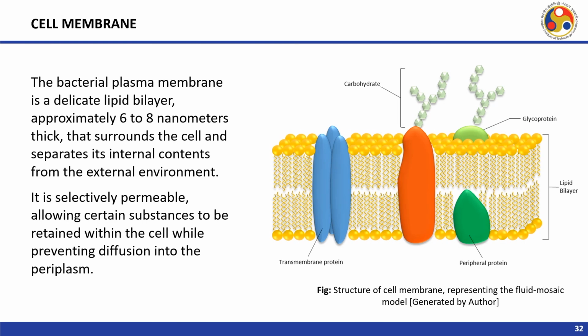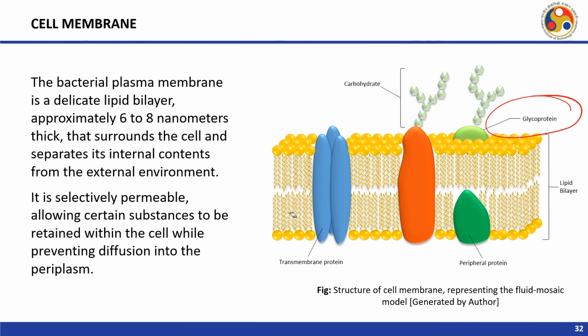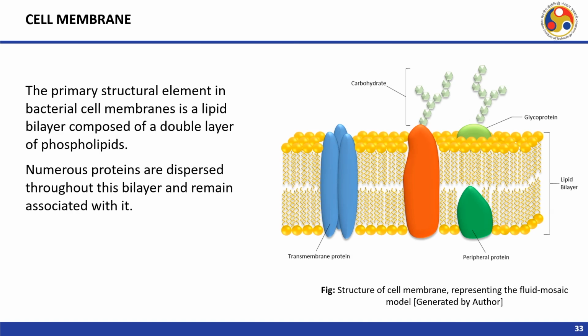You can see various components of the cell membrane like transmembrane proteins. Then we have peripheral proteins and glycoproteins, the lipid bilayer, which is the most important structural molecule over here, and also we can see certain carbohydrate chains embedded on the cell membrane. The primary structural element in the bacterial cell membrane is the lipid bilayer, which is composed of a double layer of phospholipid.